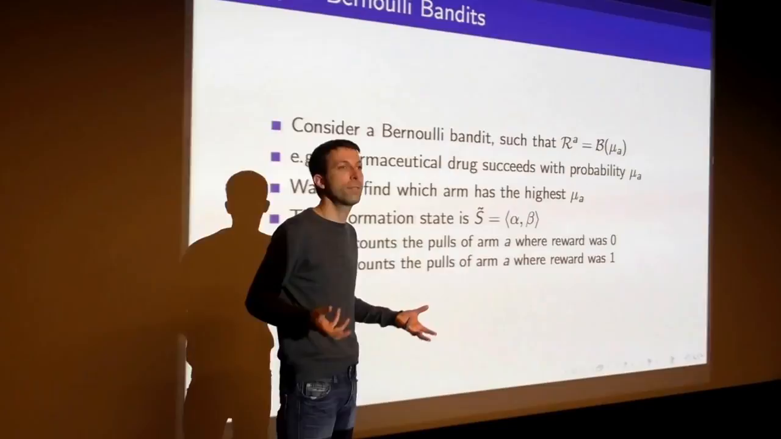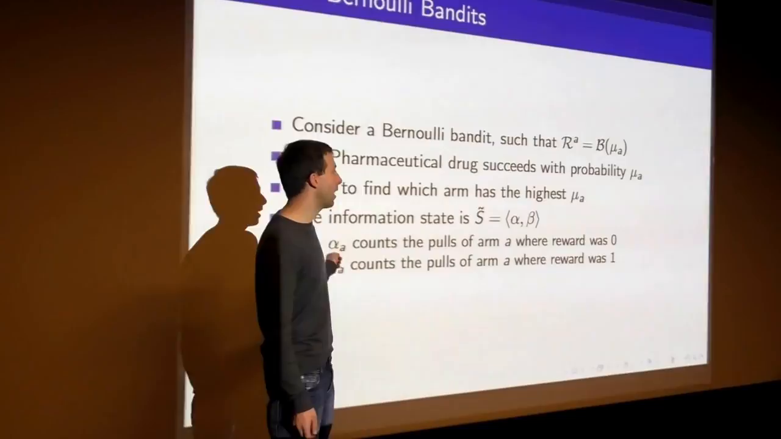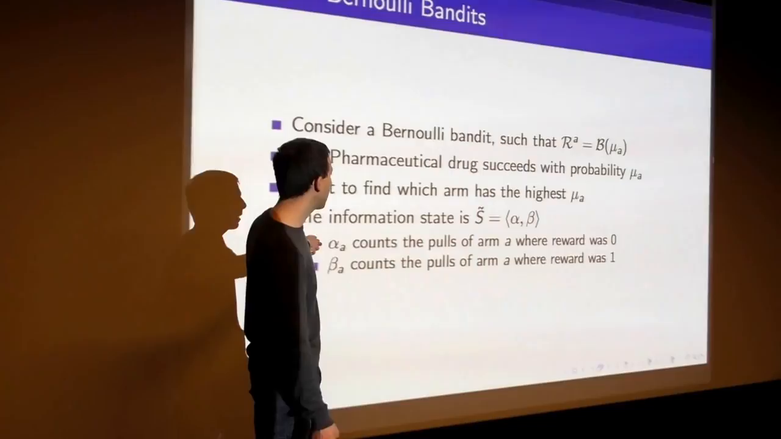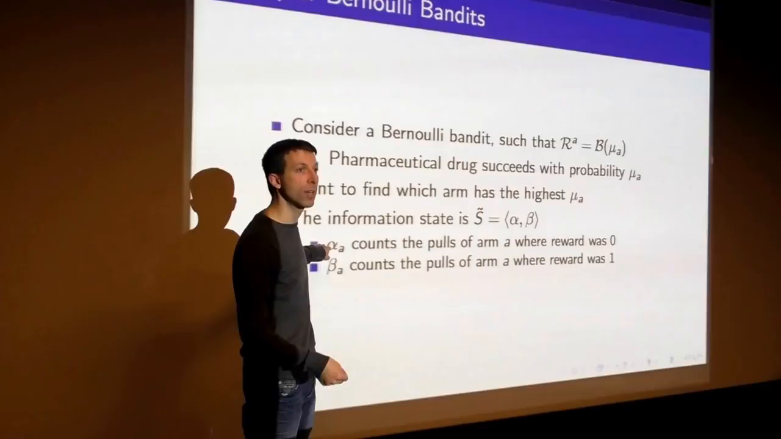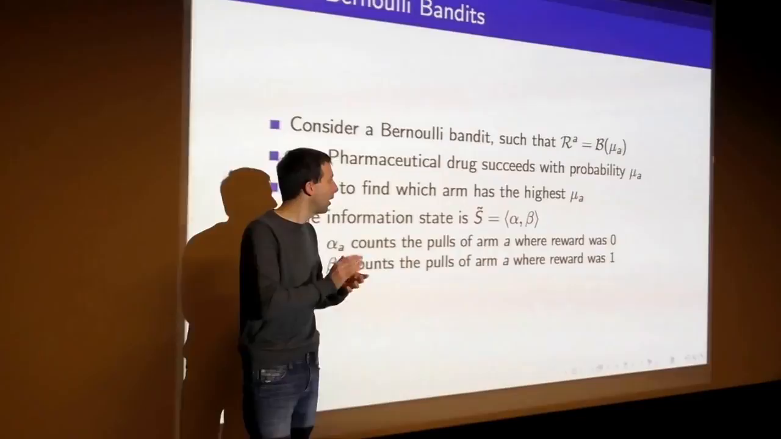And so what's the information state here? Well, the information state is the counts. That's one example of the information state. How many times have I pulled this arm and it's failed? And how many times have I pulled this arm and it succeeded? So how many times did I try this drug on someone and they got better? And how many times did they not get better? If I keep those statistics, they summarize everything I've seen so far. They're a sufficient statistic, given all of the pulls that we've made in this bandit problem.